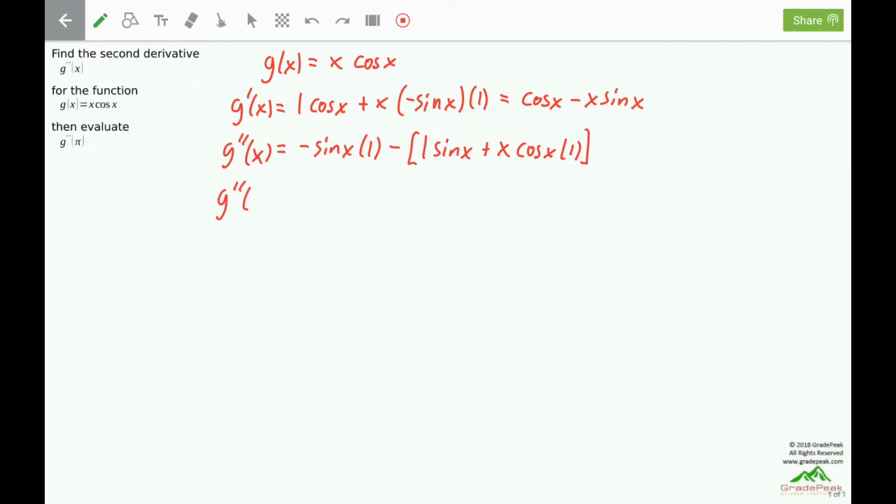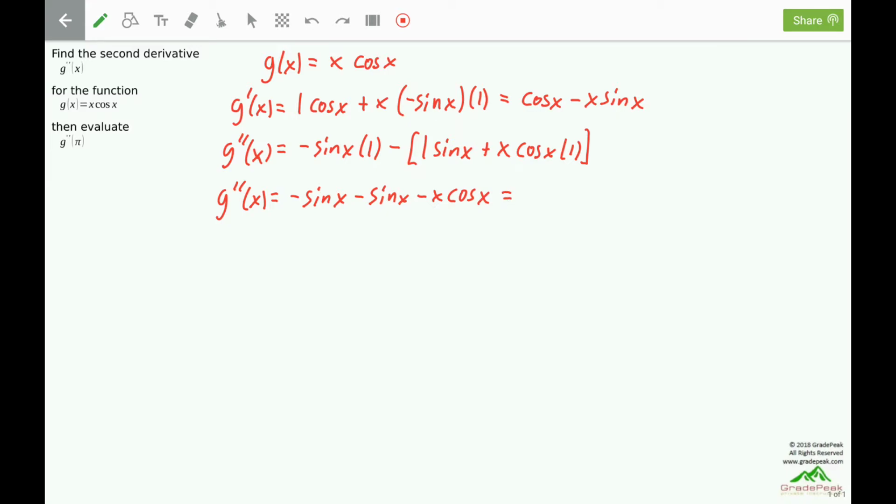So g double prime of x will be our first term, negative sine x times 1, will be negative sine x. And now let's distribute the minus into this entire expression here. The first term after distributing will be a negative 1 sine x, or just a negative sine x. The second term will be a negative x cosine x.